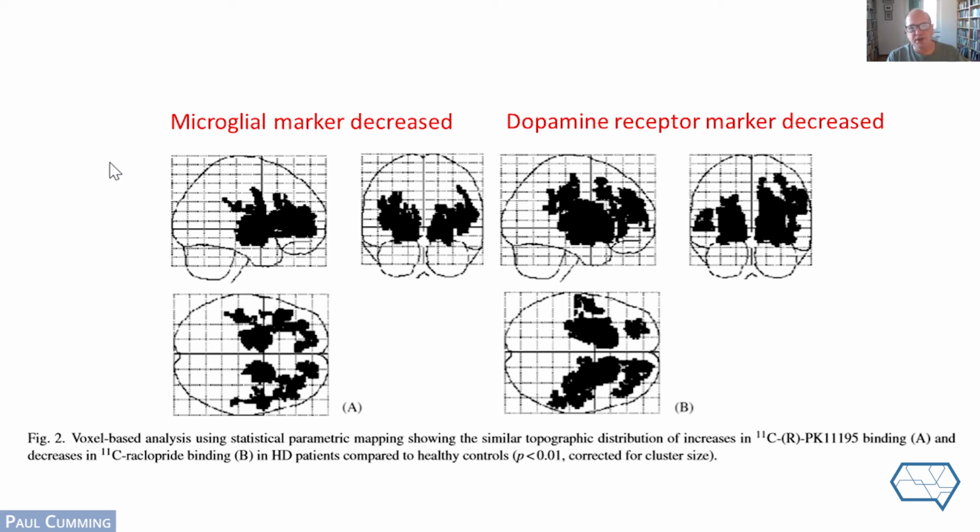And in the same subjects, the dopamine receptor marker, just as in the previous study from Switzerland, is also decreased. So in other words, where there is dopamine loss, there is microglial activity, indicating an ongoing inflammatory and destructive process of the brain. Next slide.